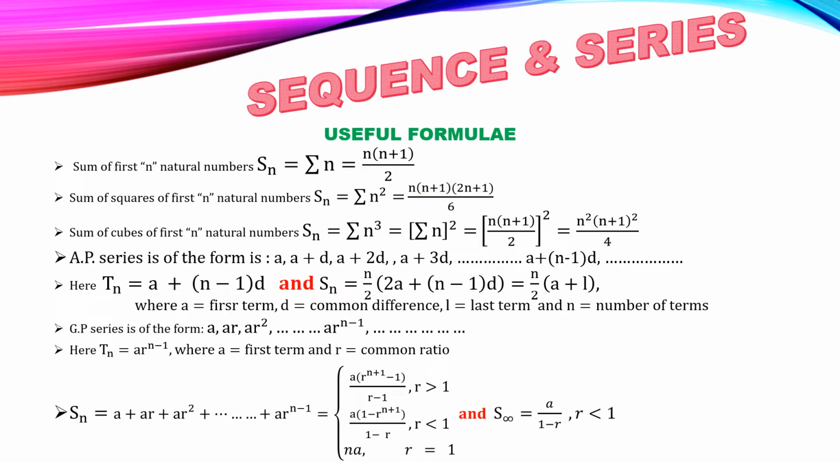The next one is the sum of squares of the first n natural numbers. Sn equals summation n square, that is 1 square plus 2 square plus 3 square plus and so on plus n square. That formula is n into n plus 1 into 2n plus 1 by 6.